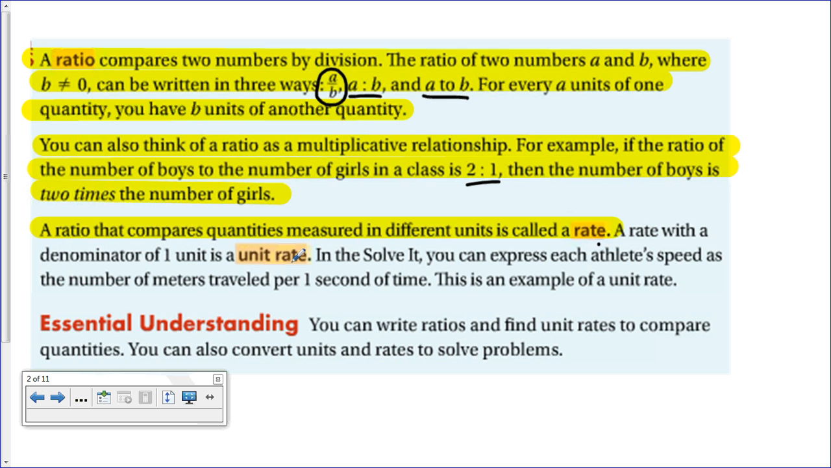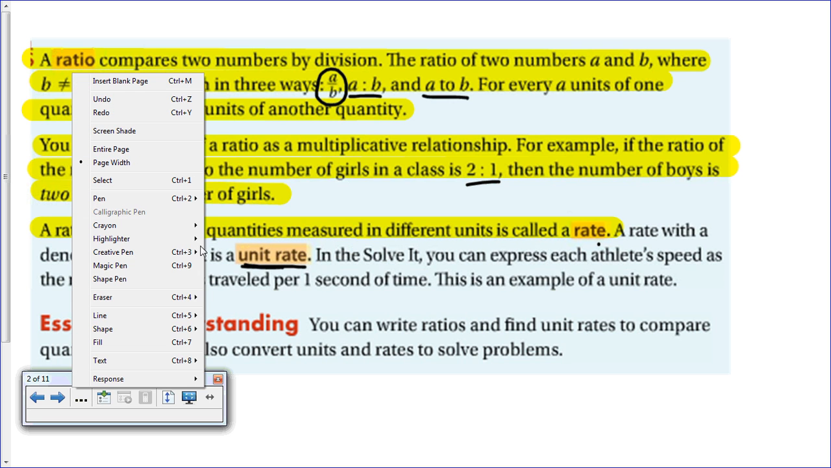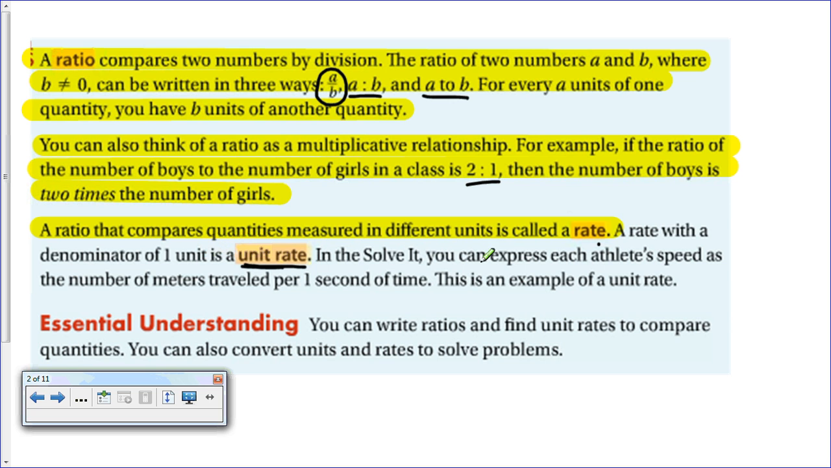So here are some examples of that. If you want to write these down in your notes as examples of a unit rate, you sure can. You don't necessarily have to write unit rate in your notes. Actually, I'm going to change my mind on that. I want you to put this in your notes as well.